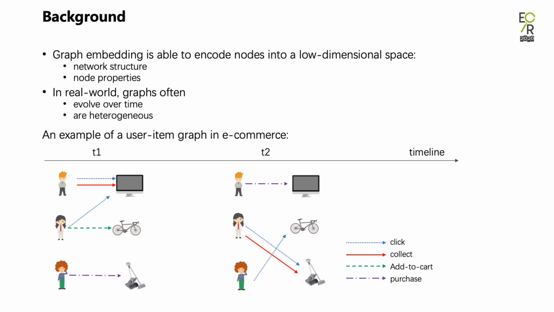For example, there is a user-item bipartite graph in e-commerce. There are two kinds of nodes, user and item, and there are four types of edges: click, collect, add to cart, and purchase. So it is heterogeneous. Besides, we can see that the user interests are evolving over time.